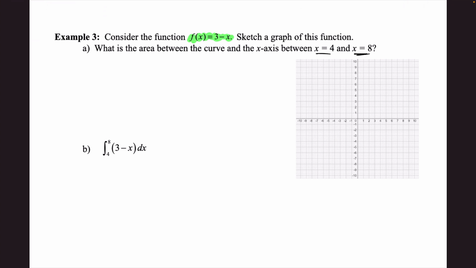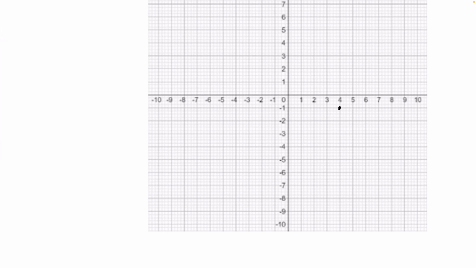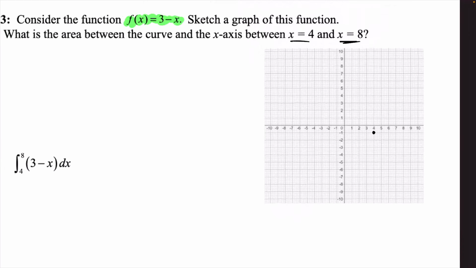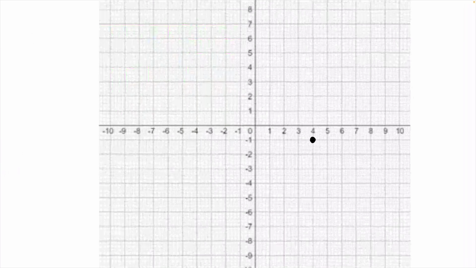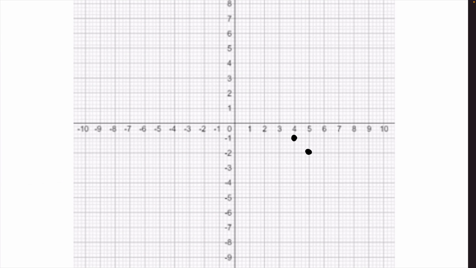That is a lot of negative area. So from 4, when I plug in 4 to the function, I get 3 minus 4, which is negative 1. So 4, negative 1, make a dot. 5, it's going to be negative 2. 6 is going to be negative 3. It's linear. If you knew that, you just needed to find the pattern.